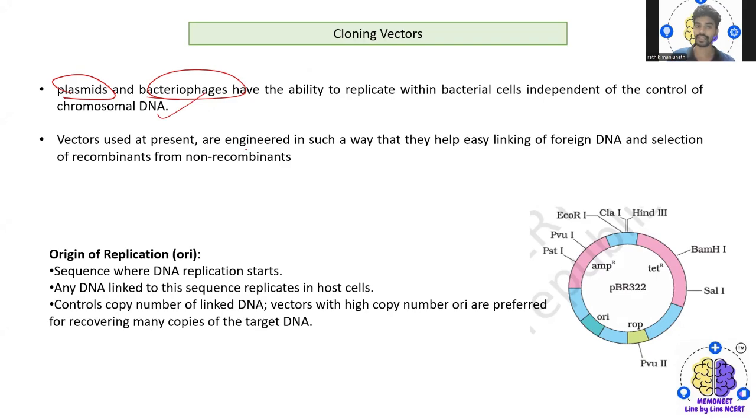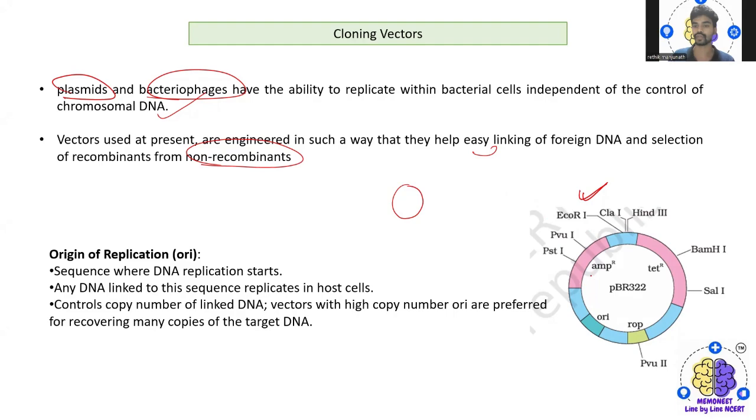Vectors are engineered in such a way that they help in easy linking of the foreign DNA, whatever desired DNA we put in, and in the selection of recombinants from non-recombinants. That means the selection of the desired recombinant DNA from non-desired DNA. So when I'm talking about a vector here, we have certain places where each has its own role.